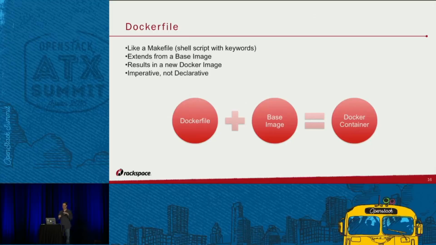The Docker image is where your bits go. It's the binary representation of your app, okay? The Docker file is a set of instructions for creating a Docker image.